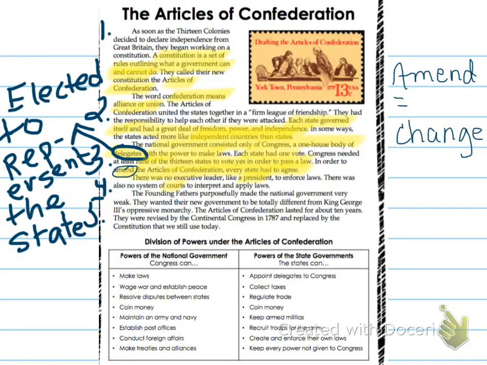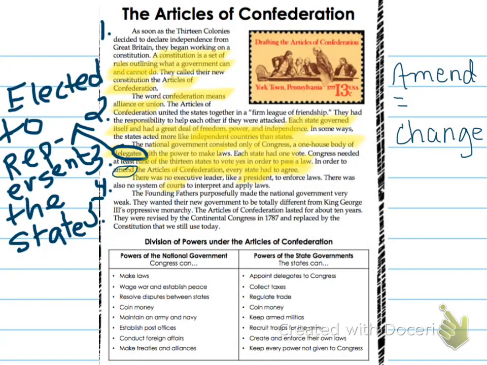Paragraph 5, it says the Founding Fathers purposely made the national government very weak. They wanted their new government to be totally different from King George III's oppressive monarchy. The Articles of Confederation lasted for about 10 years. They were revised by the Continental Congress in 1787 and replaced by the Constitution we still use today.